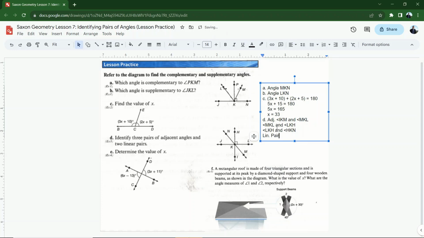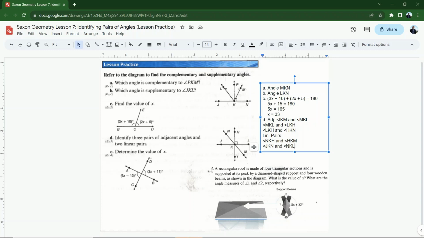Now, identify 2 linear pairs. That would be angle NKH and angle HKM. When I put those together, they make a line. Another one would be angle JKN and angle NKL. I could also do HKL and LKI. Oh, that's interesting. HKL and LKI are supplementary, and one of them is 90 degrees, so that means that LKI must be 90 degrees as well. But that's an aside.